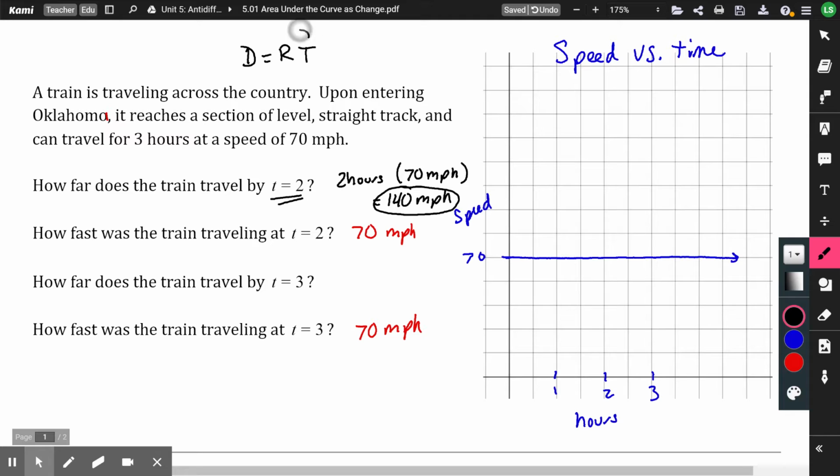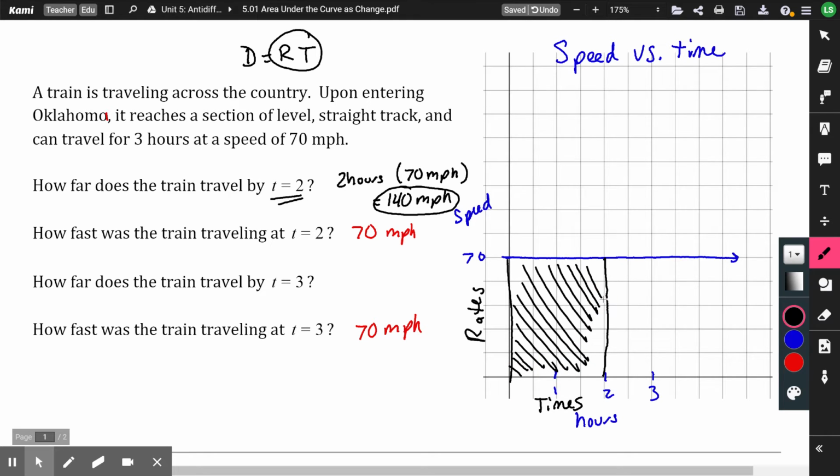Well, we're going to use the model of rate times time. Along the y-axis, we are talking about the various rates. And across the x-axis, we're talking about the various times. And if we want to find the product of a rate times a time, it's similar to finding an area. So the area of this particular rectangle that we have here would be equal to 140. The 2 hours across the x-axis, 70 miles per hour across the y-axis, multiply them together to get 140.